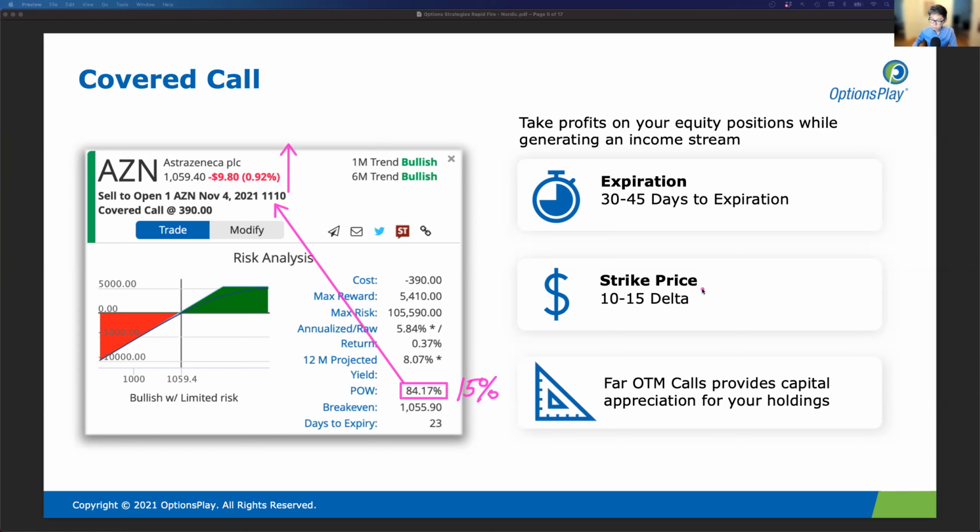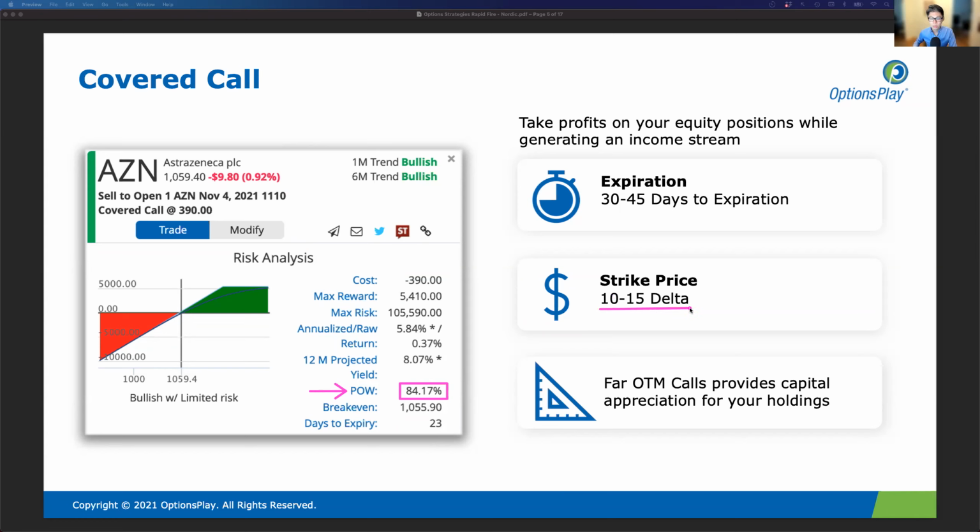Does that make sense, everyone? Please type 2 into the chat window if that makes sense to you. Okay, the delta tells you the probability of the stock being above a specific price, especially on a call option, the probability of the stock being above that price at expiration. So that's why a 15 delta translates to roughly an 85% chance that the stock will be below that price and you're going to keep your income. That's what probability of the call expiring worthless stands for.